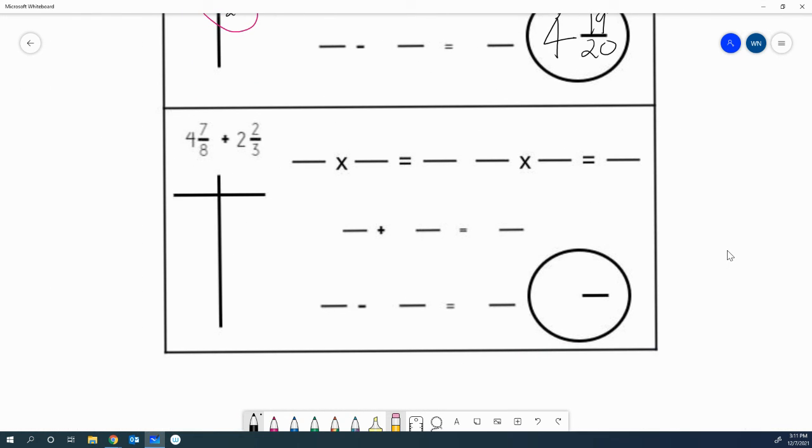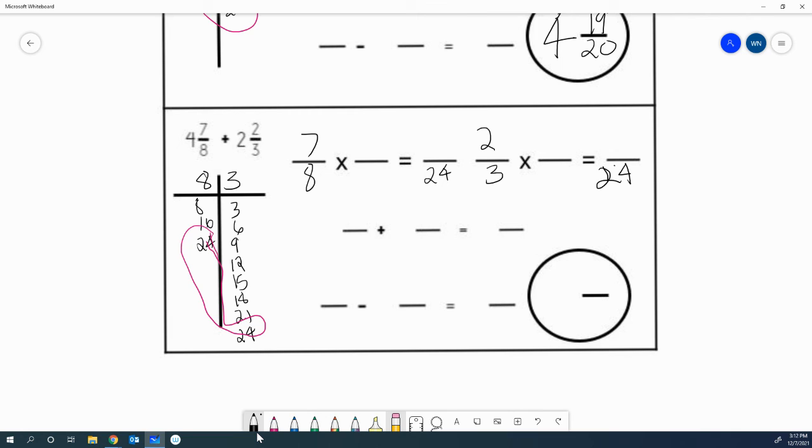4 and 7/8 plus 2 and 2/3. Give it a try. You should have started out by finding your least common denominator. 3, 6, 9, 12, 15, 18, 21, 24. You got to go pretty far to get this one. 24 is our least common multiple. That LCM, that was a messy circle, but you got the point. We have 7/8. We want it to equal something over 24. And we have 2/3. We want it to equal something over 24.